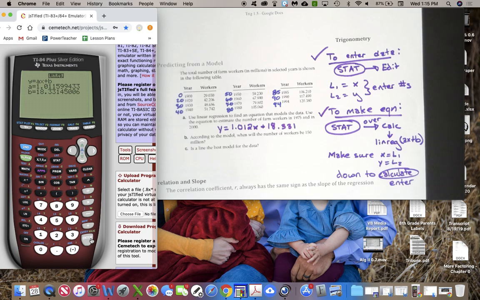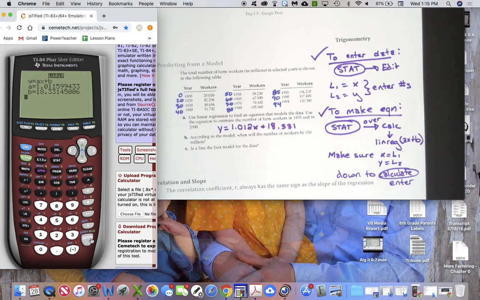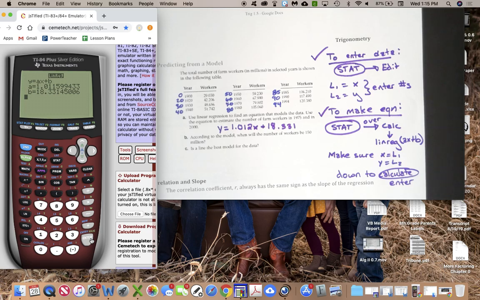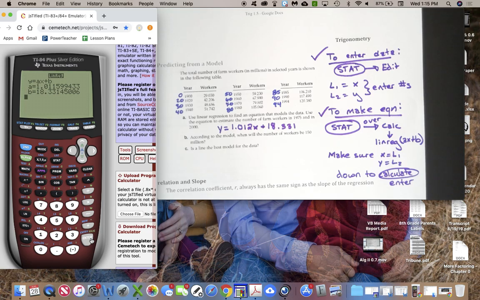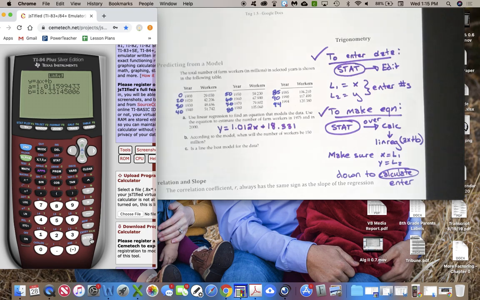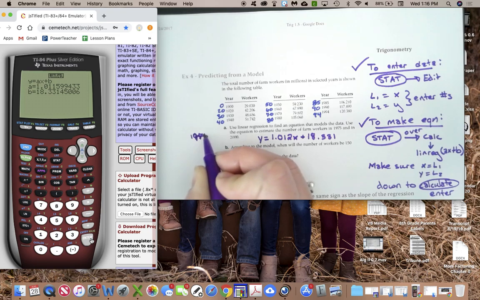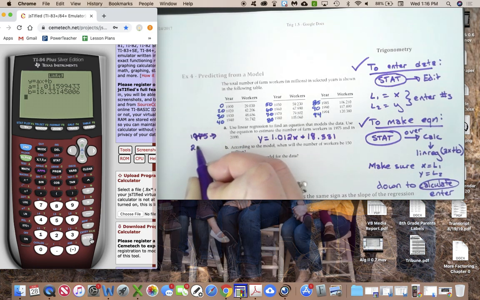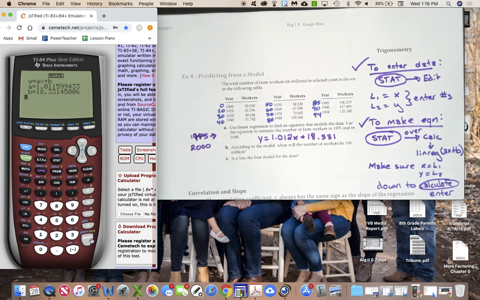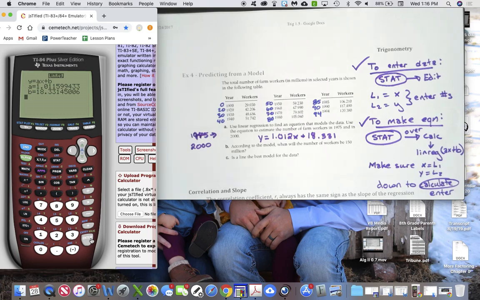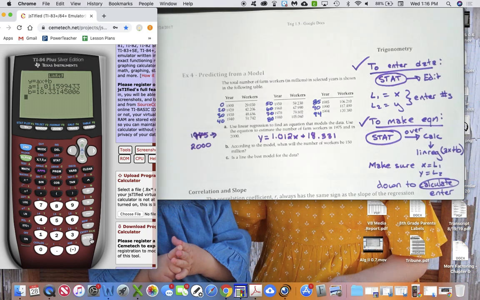So in A, use a linear regression to find an equation that models the data. We did that, right? Then use the equation to estimate the number of farm workers in 1975 and in 2000, okay? So I'm going to go over here. 1975, and in 2000. Now, where did 0 start at? 1900. Okay, so basically, if I want to know 1900, I would plug 0 in.